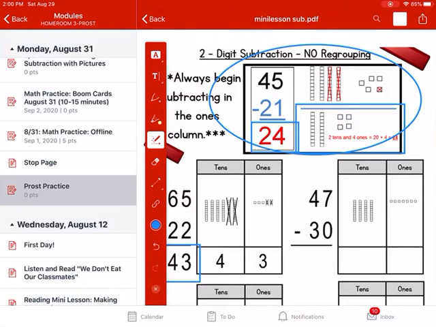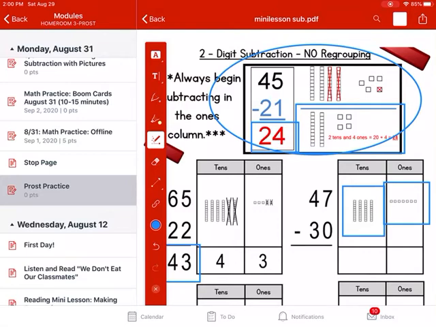Let's take a look at the problem on the right. 47 minus 30. So they have drawn 47 in tens and ones. They've drawn 4 tens and 7 ones. So our job is to subtract 30. We'll look at the ones place, and 30 has a 0 in the ones place. So that means there is nothing for us to cross out for the ones.